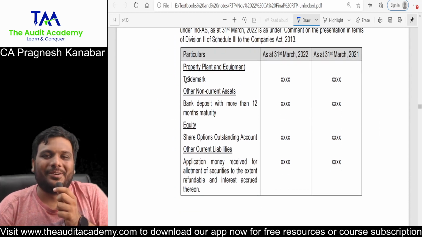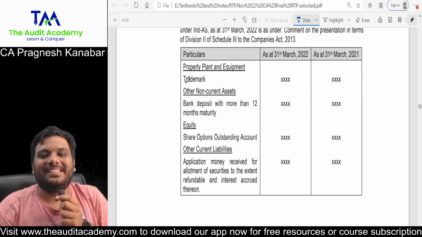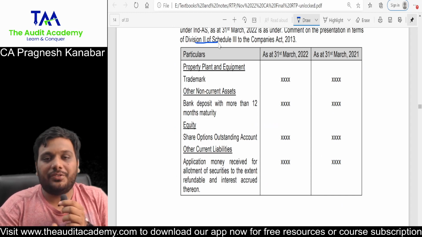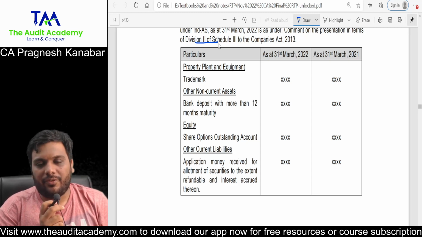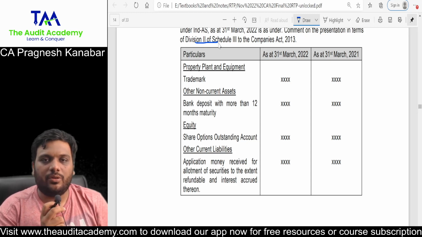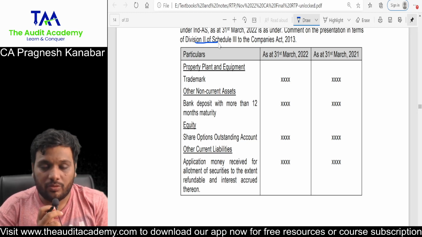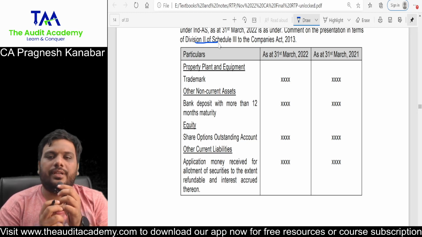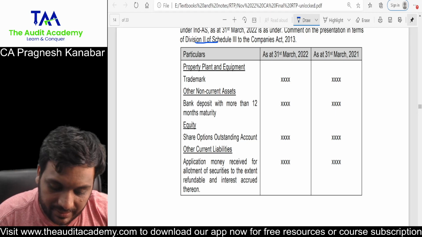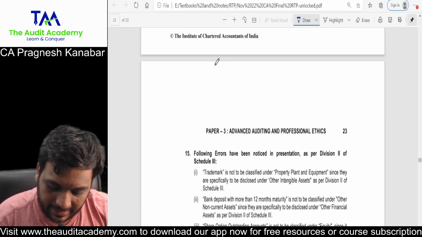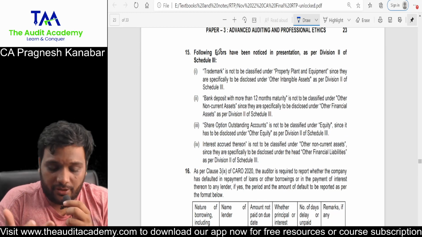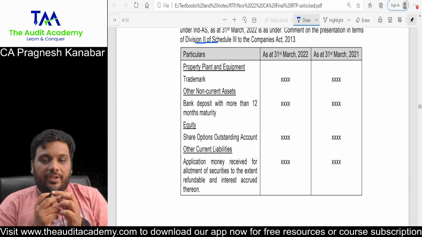Sorry, I'm not going to discuss this. This is testing your knowledge of division 2 of schedule 3, that is, preparation of financial statements in accordance with the Ind AS format given in schedule 3. A few things have gone wrong over here, and they are asking you to comment on the presentation part. You can go through the suggested answer and try to find out those things, but I think first you should try to find out with your own knowledge of FR.